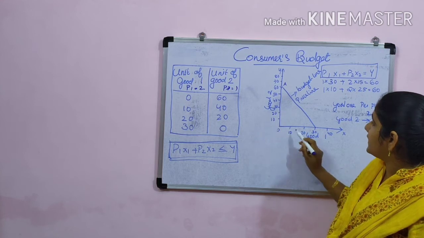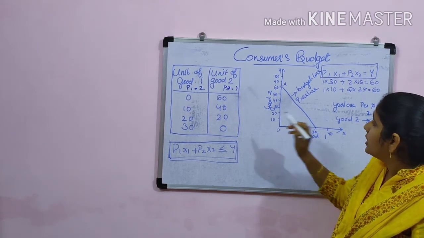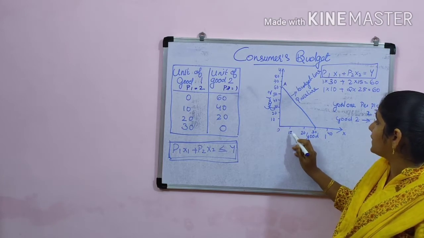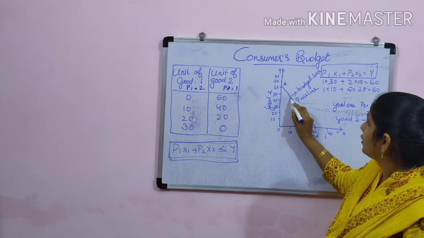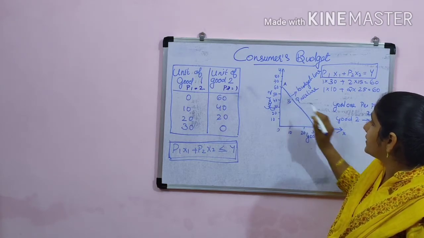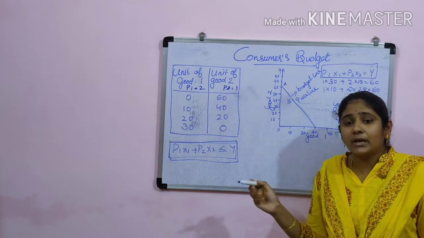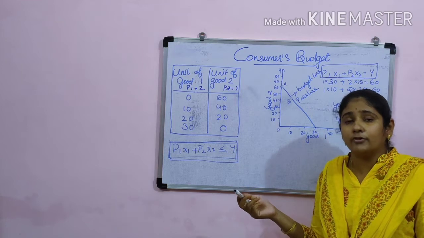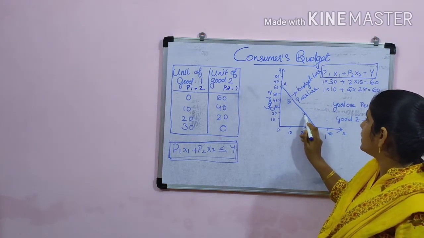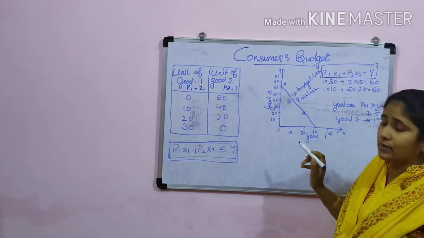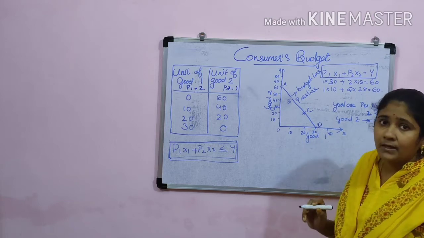The second point is when he purchases 10 commodities of good 1. In that case, here, this is the point B, because he will be able to purchase 40 commodities of good 2. If it is 20, then what will happen? It will be 20, 20. Here it will become, and this is C, and this is D.